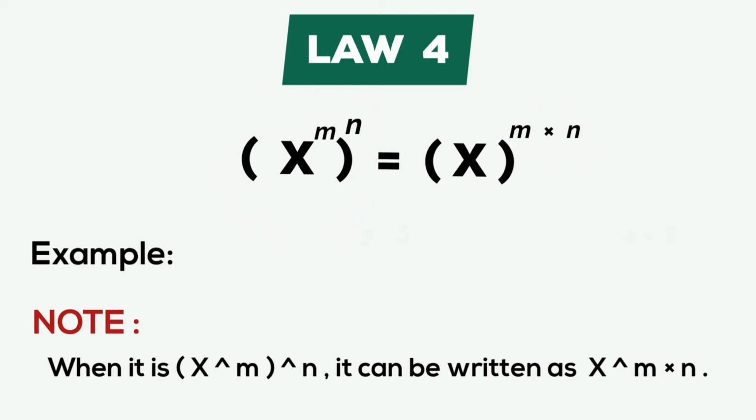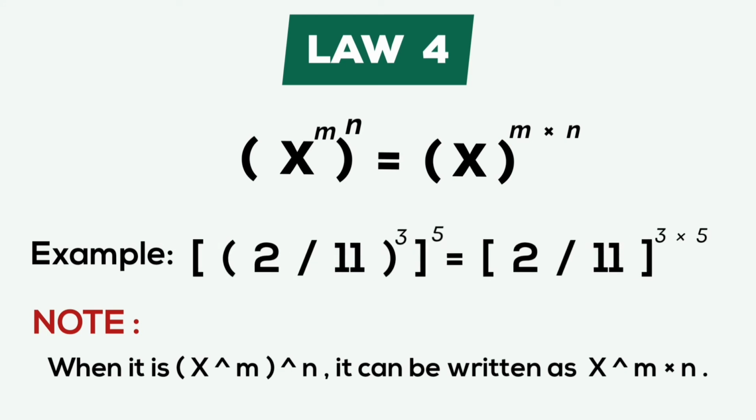For example, 2 by 11 to the power 3 whole to the power 5 can be written as 2 by 11 whole to the power 3 into 5, that is 2 by 11 to the power 15.